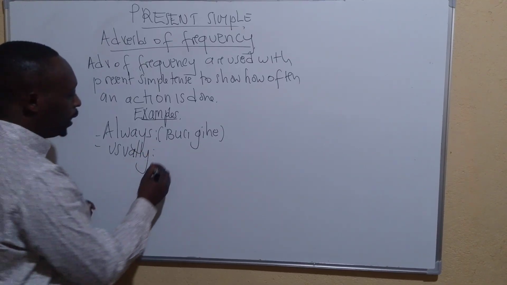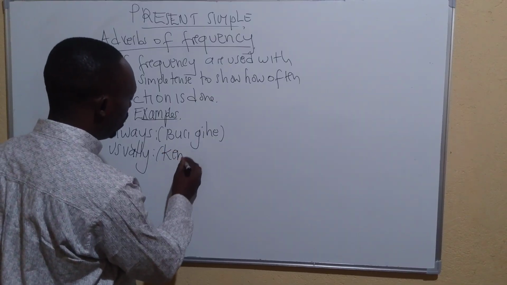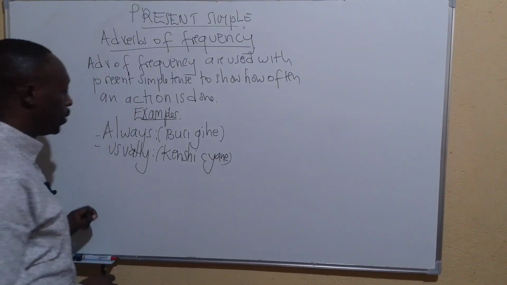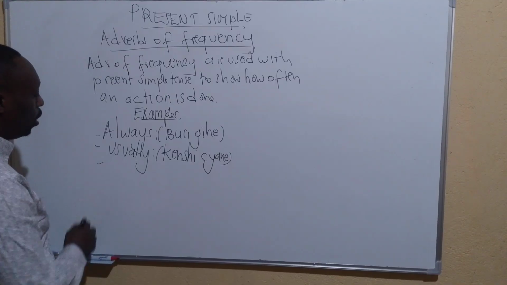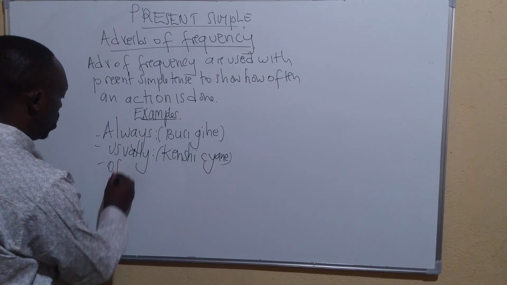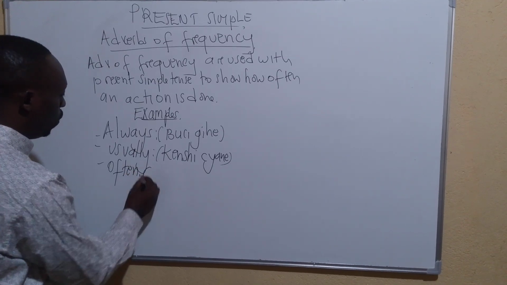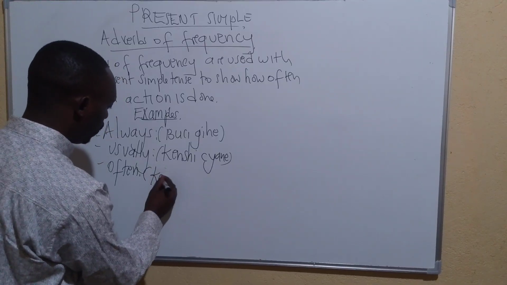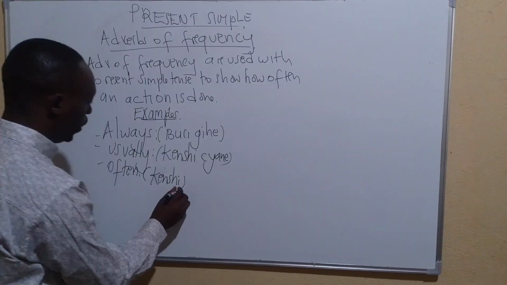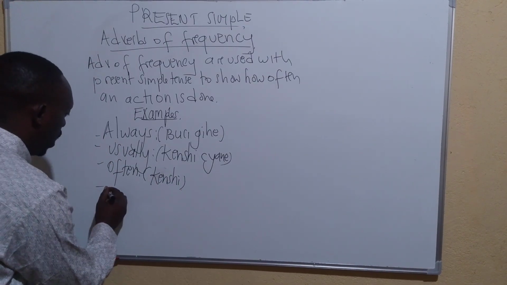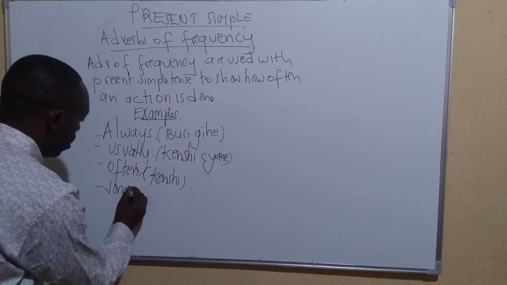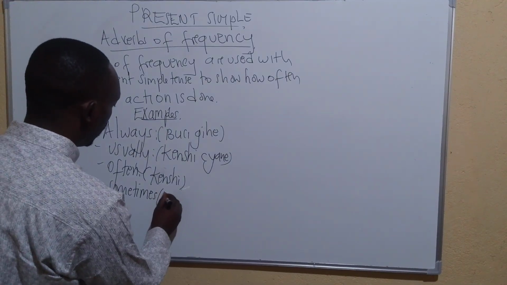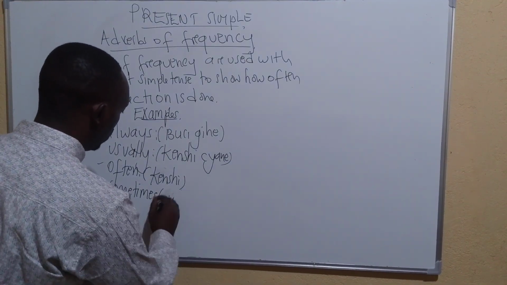Usually mu kinyarwanda twavuga kenshi cyane. Ntabwo ari buri gihe ariko ni kenshi gashoboka. Reka dushyireho cyane, kenshi cyane. This also is an adverb of frequency. We also have, for example, often. Iyi often ivuga buri gihe, ivuga kenshi. Often. We have also sometimes. This one is also an adverb of frequency. This one can mean in Kinyarwanda rimwe na rimwe.